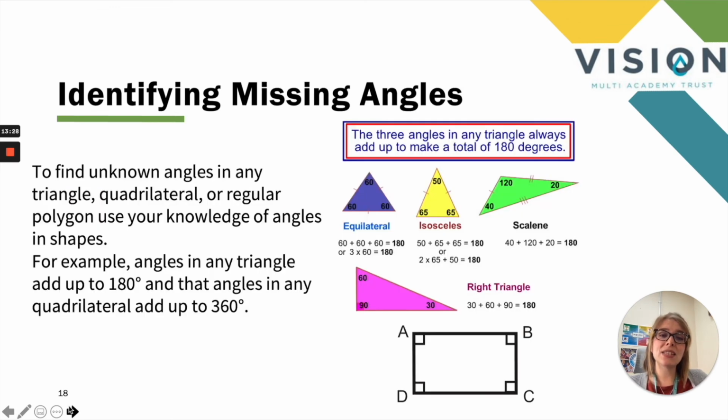Looking at identifying our missing angles. We need to use our knowledge of angles in shapes. We already know that the angles in a triangle add up to 180 degrees and the angles in a quadrilateral add up to 360 degrees. If we remember those two key facts, we can work out the missing angles.